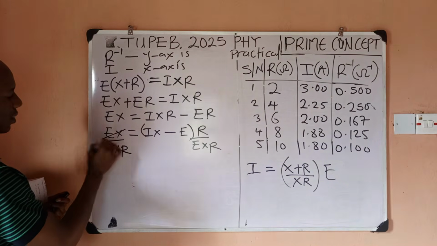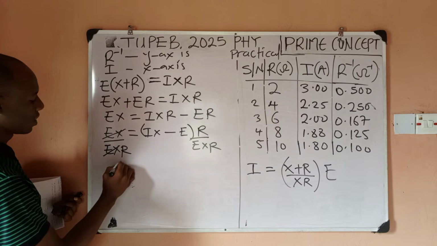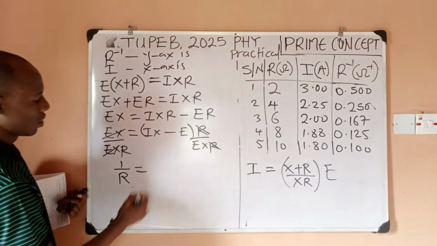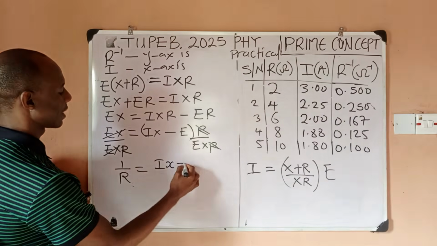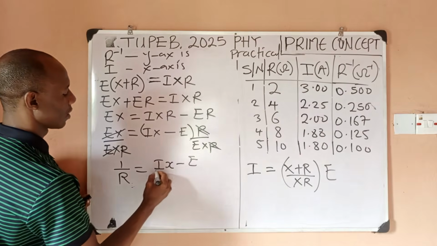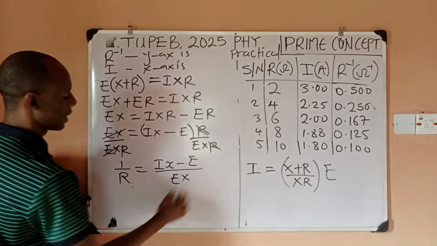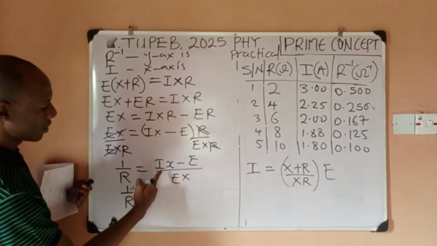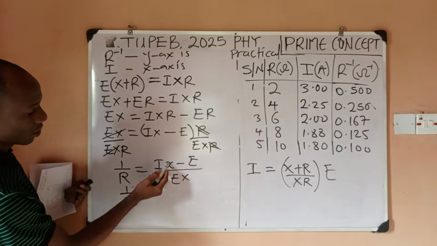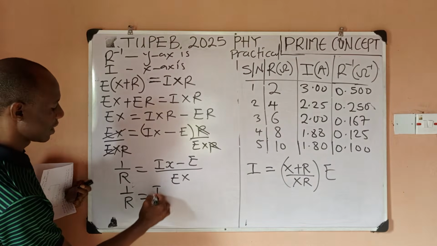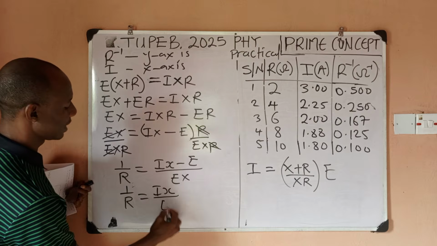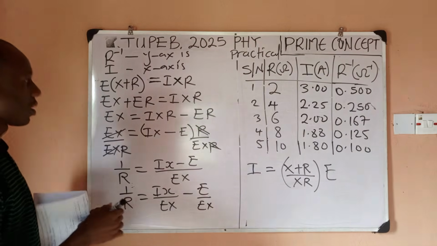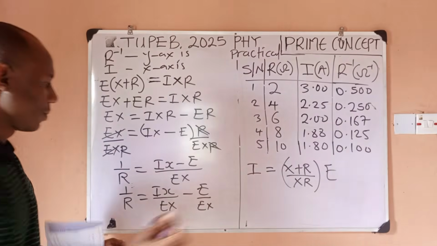So that if I do this, this would go, right? Then I'm left with 1 over r here, which is going to be, this would also go. So I'll be left with ix minus e divided by what now? Ex, right? Yes, so that 1 by r is going to give me what now? It's going to simply give me, if I divide, you notice this can go. Let me still separate. Ix divided by ex minus e divided by ex. So this is what I would have. I'm going to rub from the start.